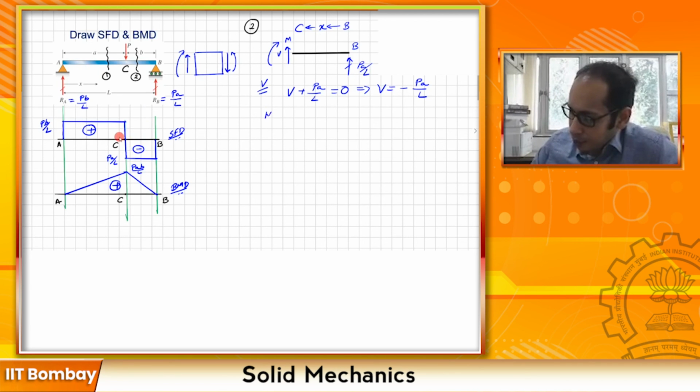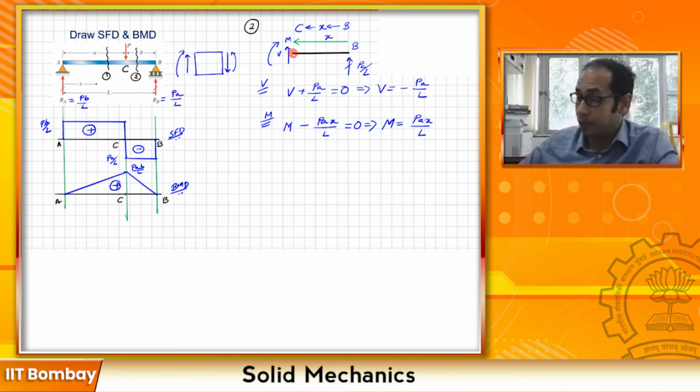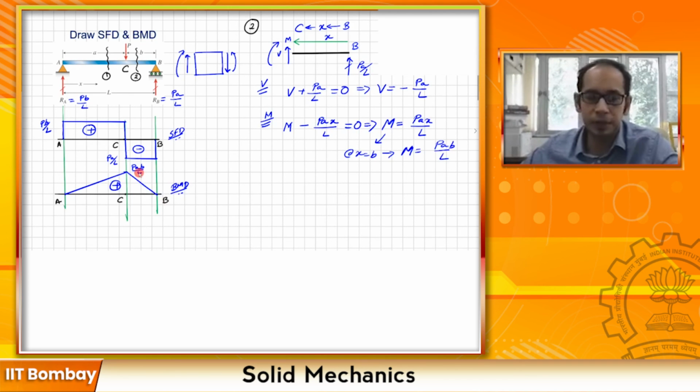Let's write the expression for the moment. Now remember here, my x goes from here to here. So this is my x. Now, if I take the moment of the forces about this particular point, I can write that M minus PAx divided by L equals 0, which gives your moment M equals PAx by L, right? Again, look that when you put x equals B, this distance over here, your moment becomes equal to PAB by L, which is exactly what you had over here. You get a positive PAB divided by L at this distance B over here.